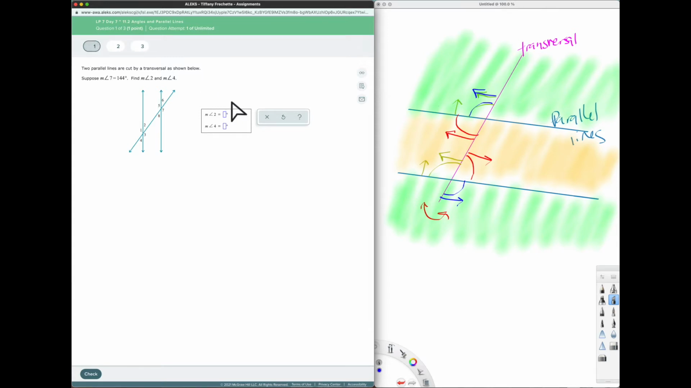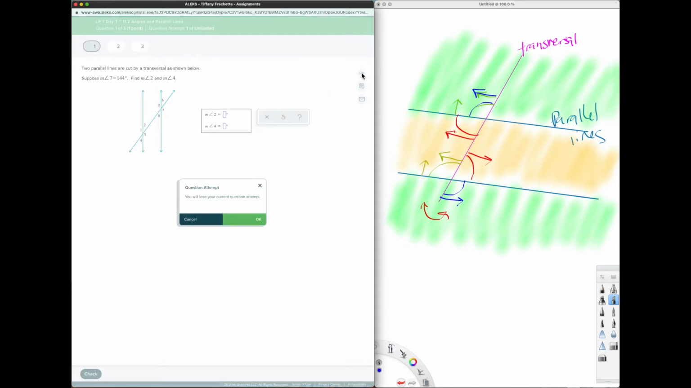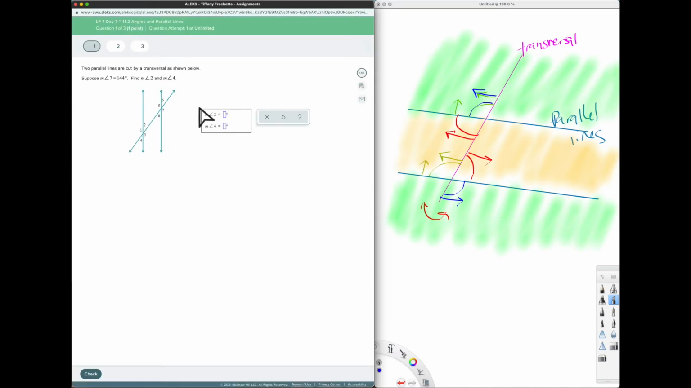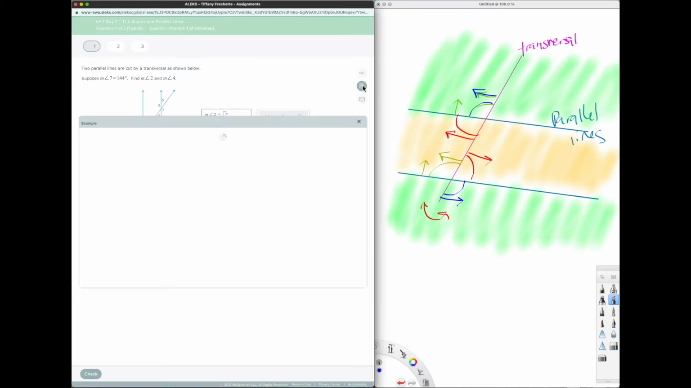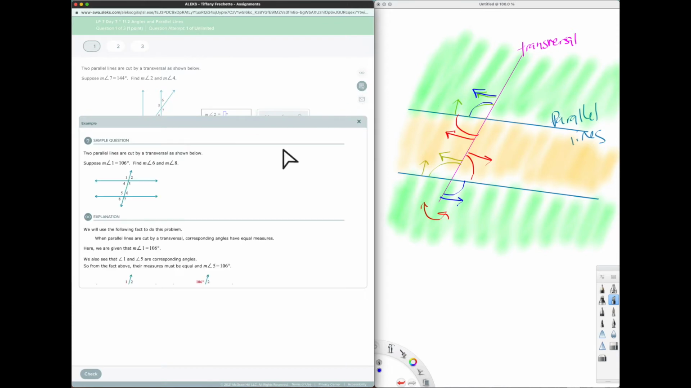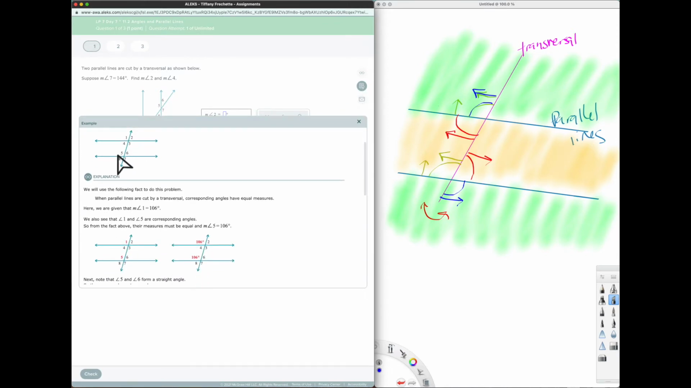All right, over here we have explanation, example, and message center. So explanation tells you you're going to lose your current question attempt because it's going to give you the answer to this question. So it's not going to give you the solution and then let you come type in the answer. Example will give you a very close example to what it is we're looking at. Might be a different orientation, but very similar.